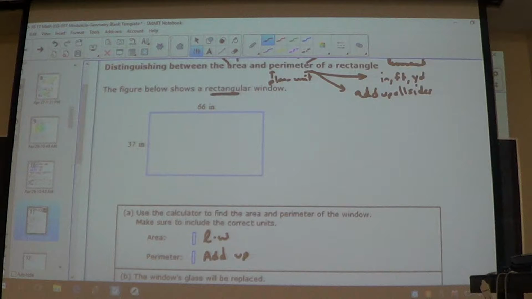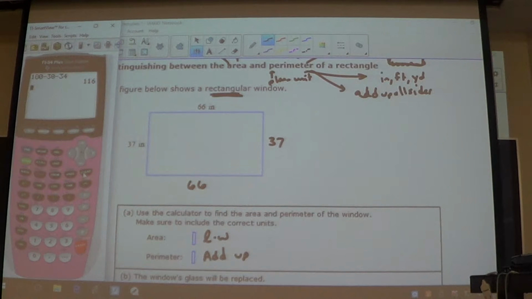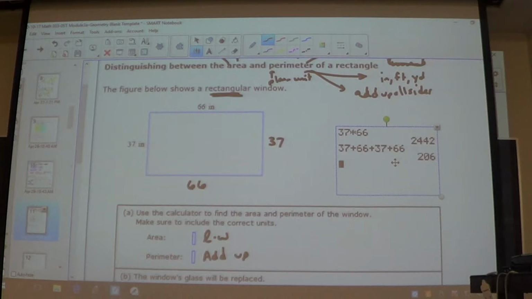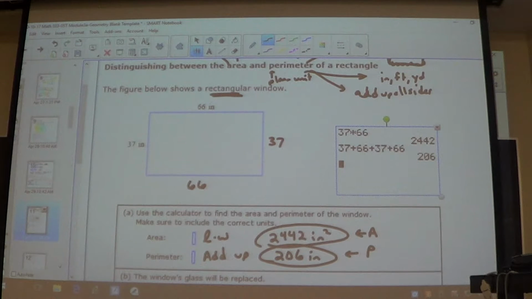So if this is a rectangle, that means the top and the bottom are the same. That means the left and the right are the same. So for my area, we're going to do length times width. For my perimeter, we're going to do top plus bottom plus left plus right. My perimeter is going to have plain units. My area is going to have squared units. This is my area, this is my perimeter.